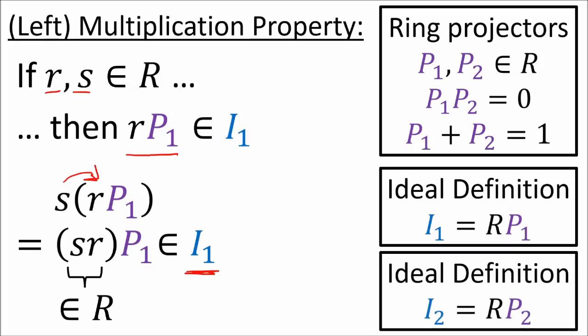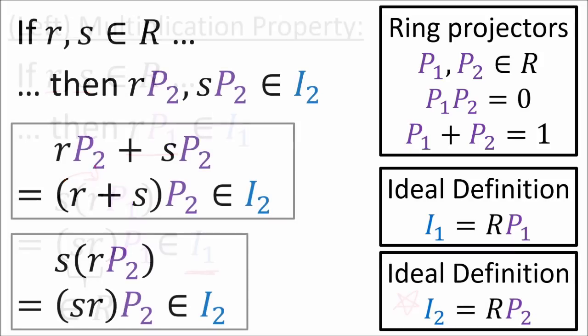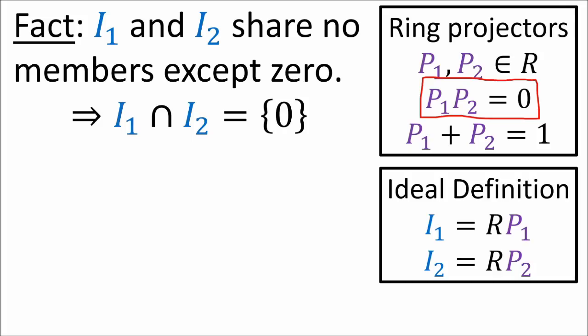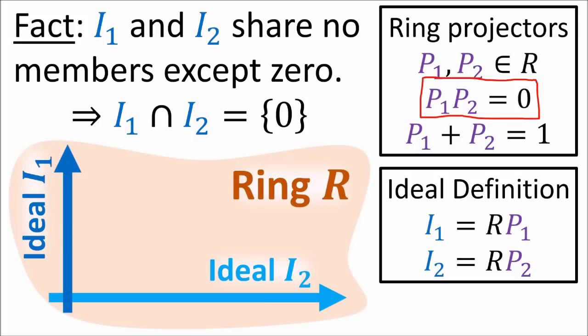The same reasoning can be used to show that the set I2 equals r times P2 is an ideal. Now, an important fact is that two ideals, I1 and I2, share no members except 0 if their respective projectors are orthogonal. In other words, the intersection of ideal sets I1 and I2 is just the 0 element. This makes sense with our axis metaphor of ideals, where the only place two axes intersect is the origin, or 0. However, this is just a metaphorical picture, and we still need to actually prove this is true.